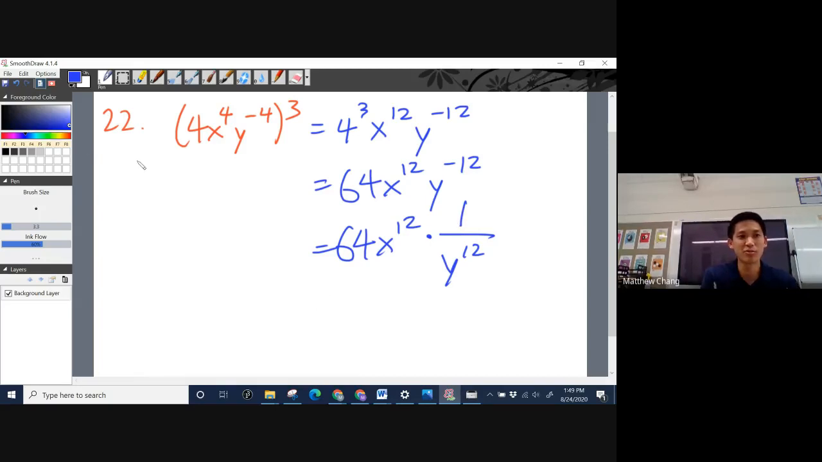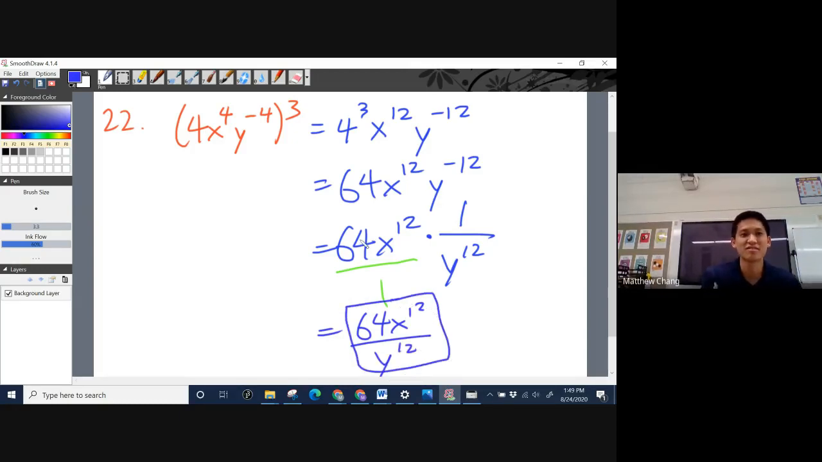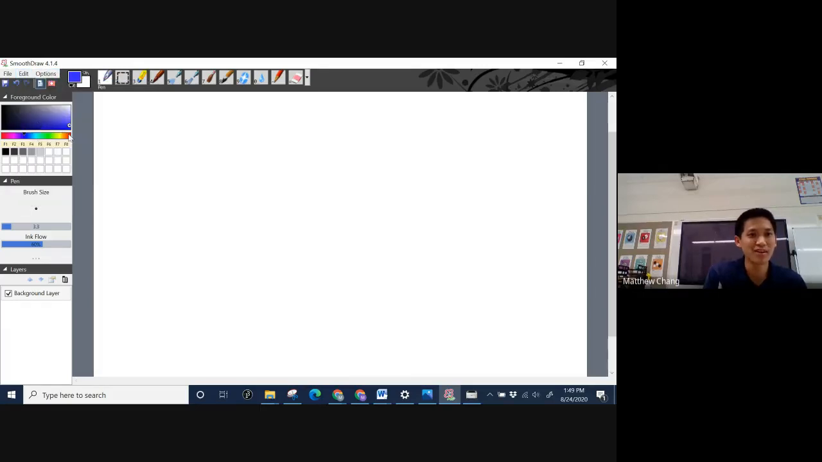Now, just to help some of you out, you can simplify this further. I can put this over 1, I can put this over 1, and then multiply everything together. So I have 64x raised to the 12 divided by y raised to the 12. All right. Last example.